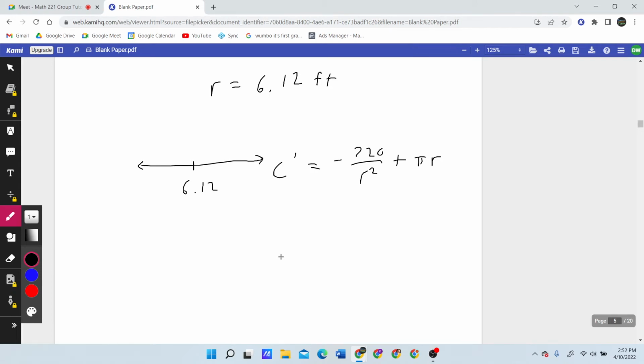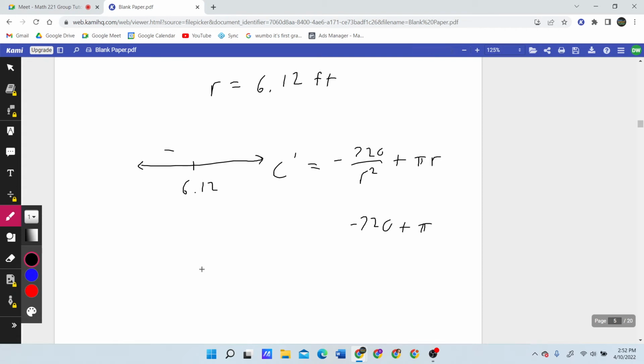I can't choose 0 this time, actually, because if I plug in 0, I get a 0 in my denominator. But I can choose 1. So if I plug in 1 for r, I just see negative 720 plus pi times 1. Yeah, that's definitely going to be negative. And then I plug in a number greater than 6.12, like 10. I'm hoping this is positive, but let me just double check.